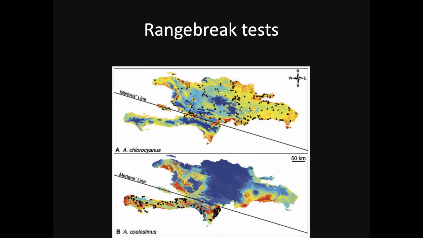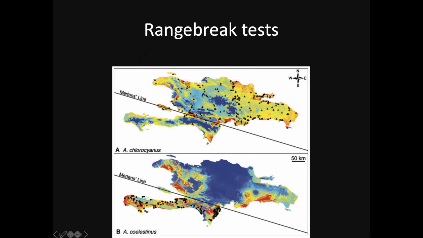Rangebreak tests. So this is the last thing I'm going to talk about. This is something that Rich Glor and I came up with, and we designed these for a specific biological question. It's cool that other people have found places where they can use them, though. So we had this situation, primarily Rich had this situation, where we had these two species, Anolis celestinus and Anolis chlorocyanus, and they're in Hispaniola, and they're on opposite sides of this biogeographic boundary called Mertens' line.